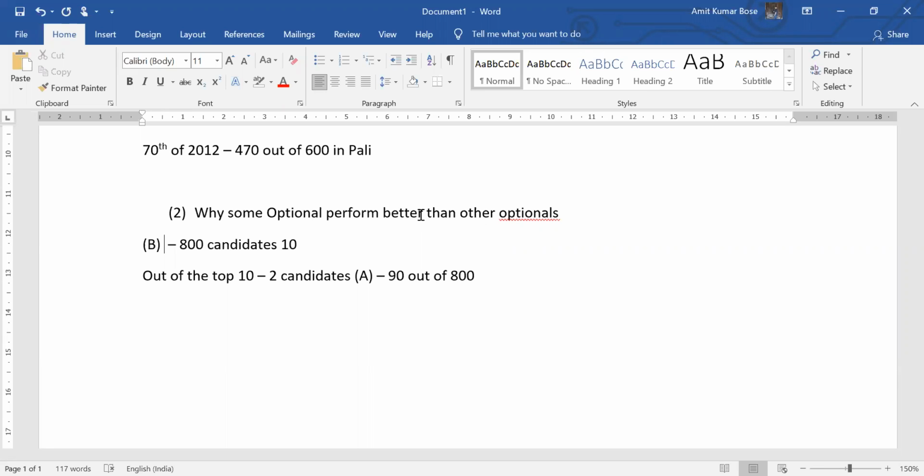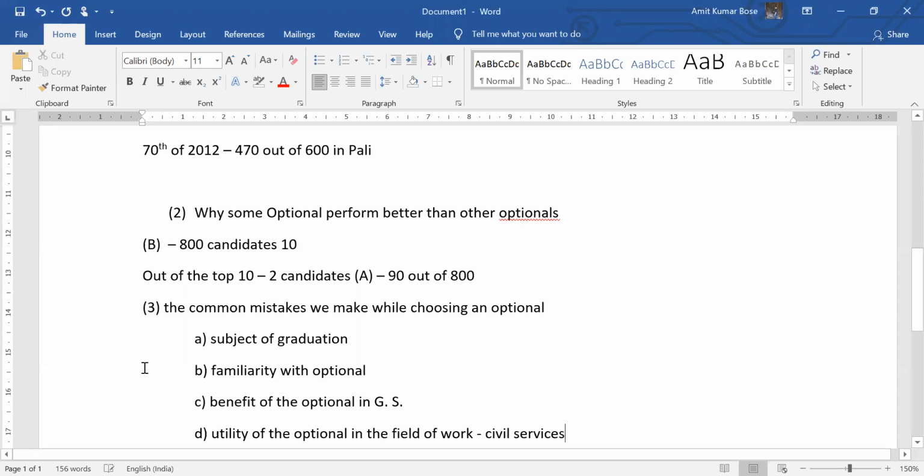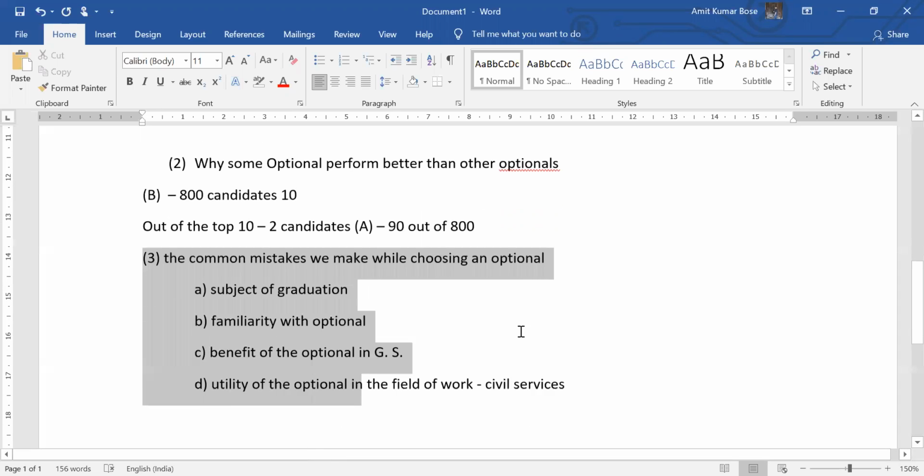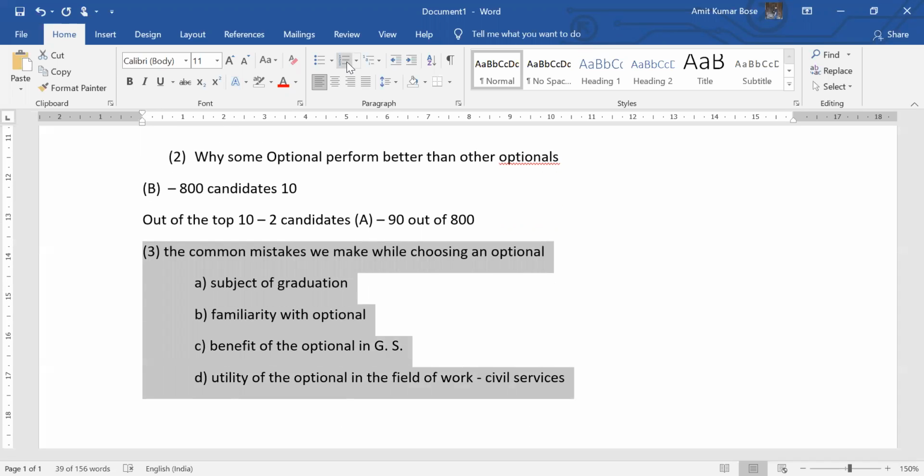Okay. Now, normally, while choosing the optional, we do see candidates making certain mistakes. I'm going to take up those mistakes first, the common mistakes which candidates make. What are these mistakes? These are the ones.